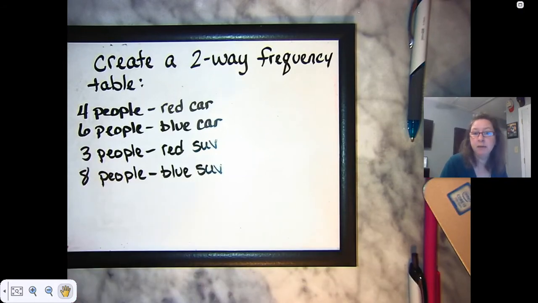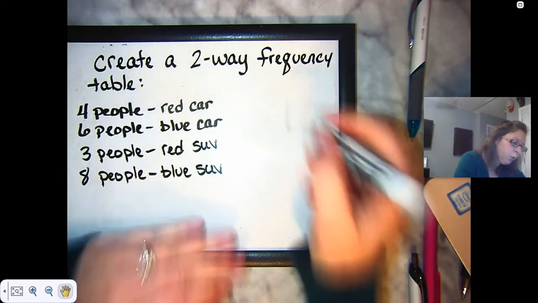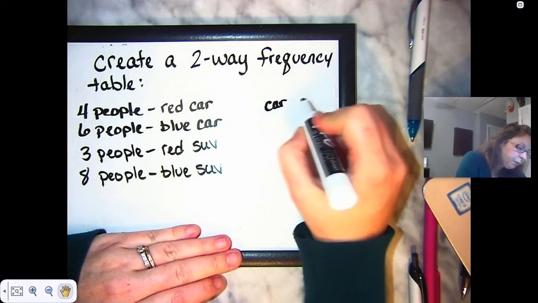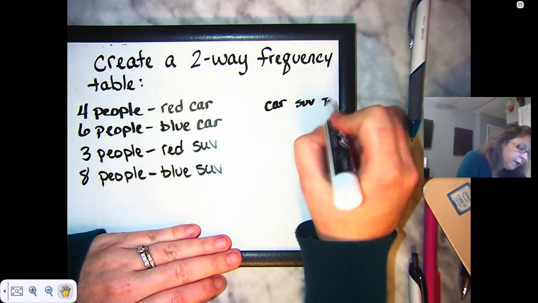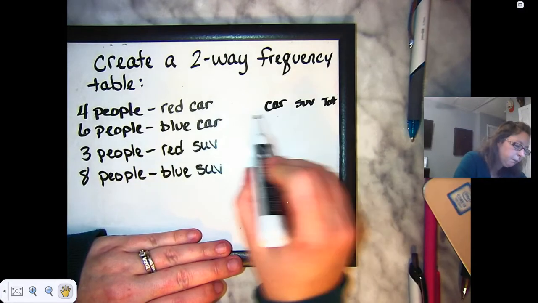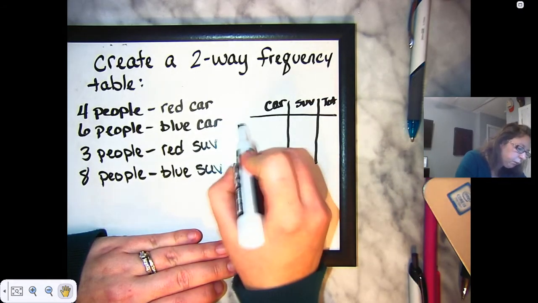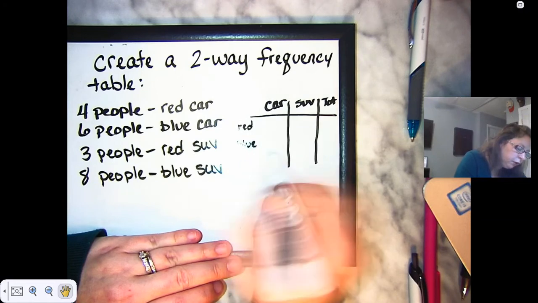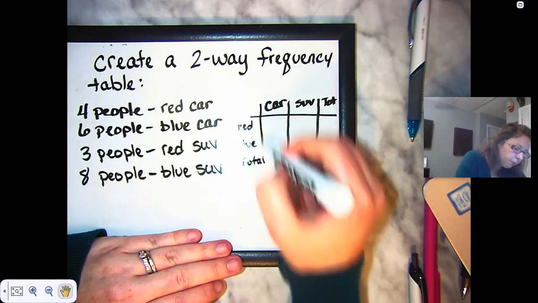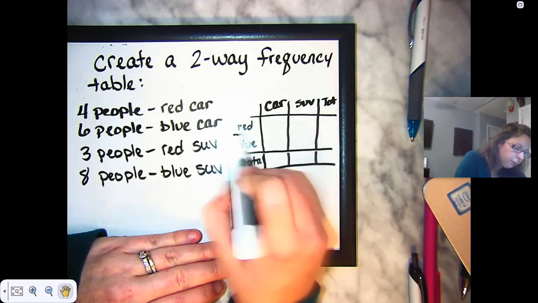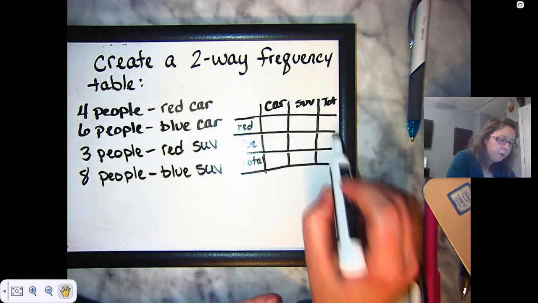So I have a list. I know that 4 people own a red car, 6 people own a blue car, 3 people own a red SUV, and 8 people own a blue SUV. So here's how we're going to create a two-way frequency table. We're going to put car, SUV, and then the total across the top. And now on the side, we're going to put red, blue, total. And here is our two-way frequency table.